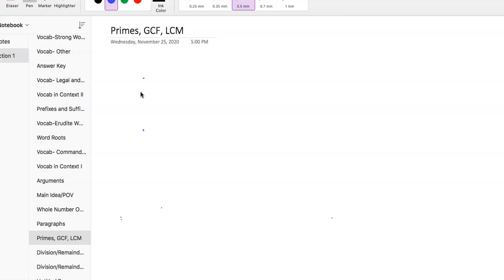Okay, so what you're going to be given is, it's going to say, what is the greatest common factor of two numbers? And here we're going to do 40 and 140. What you're going to do, and we'll do this step by step, is first find the prime factors. So we'll do 40 first, and then we'll do 140 second.